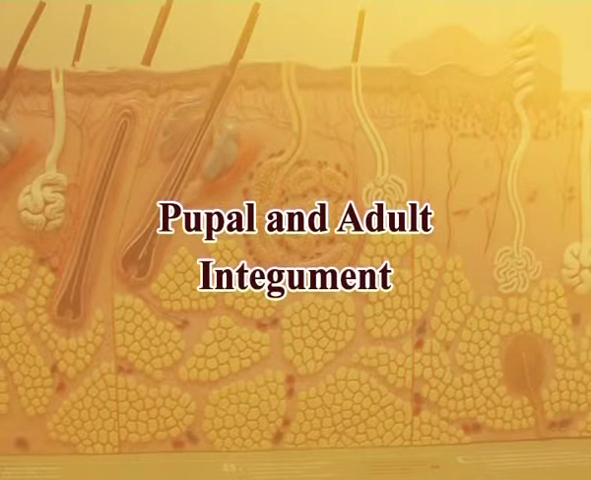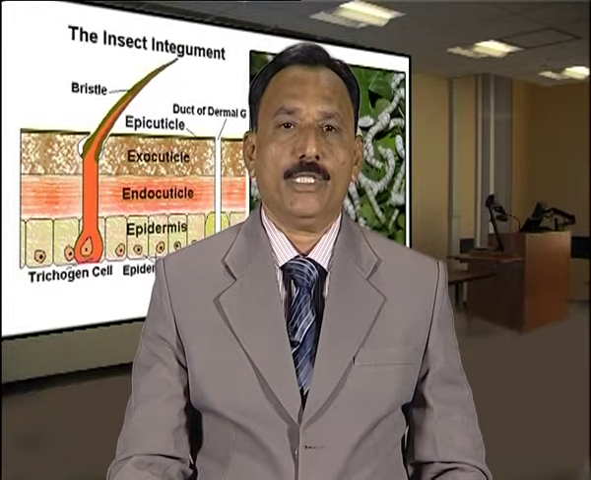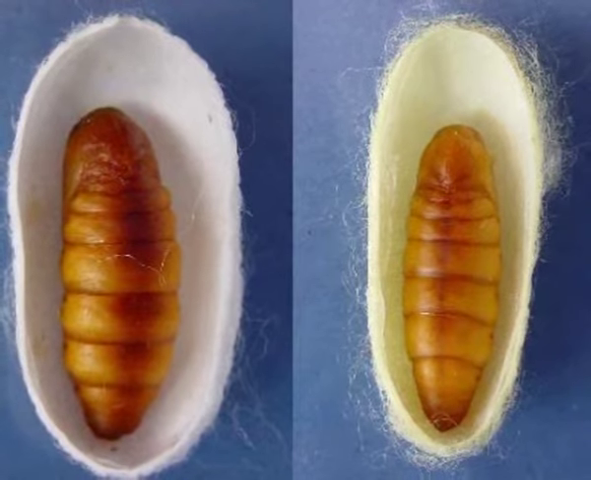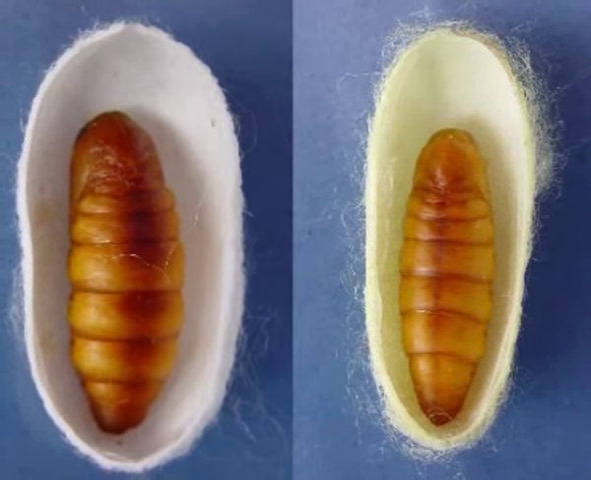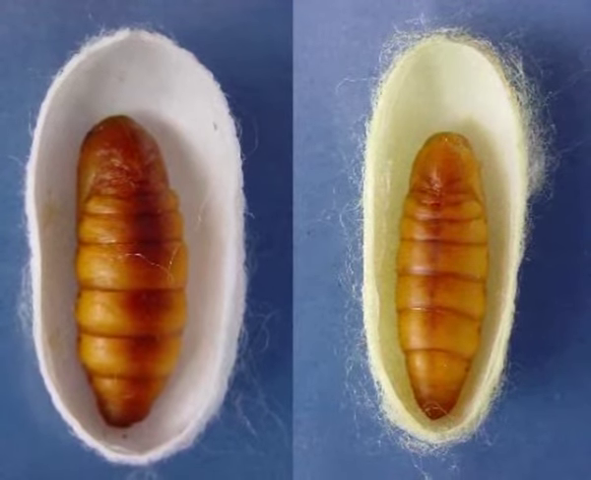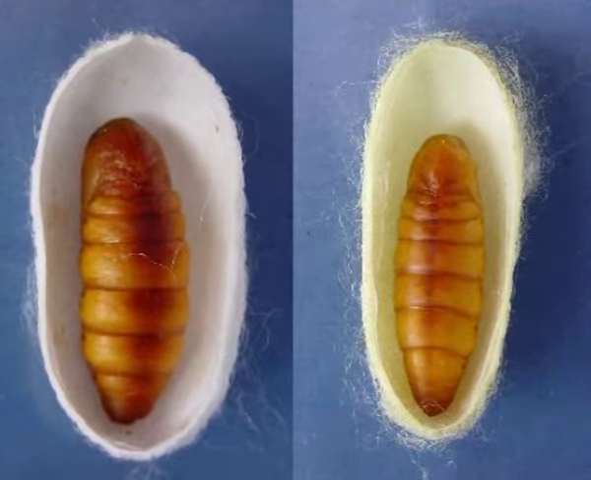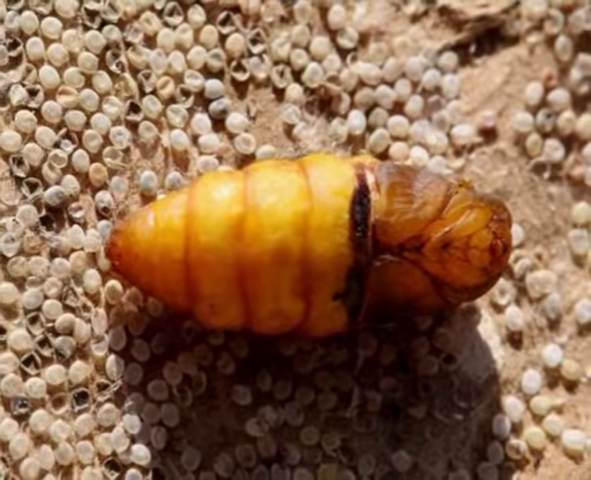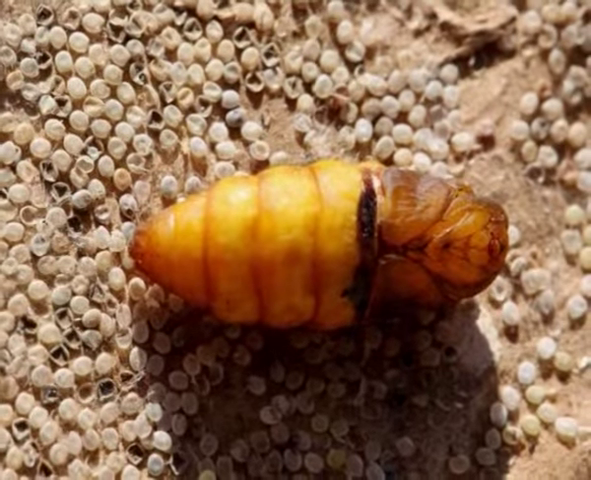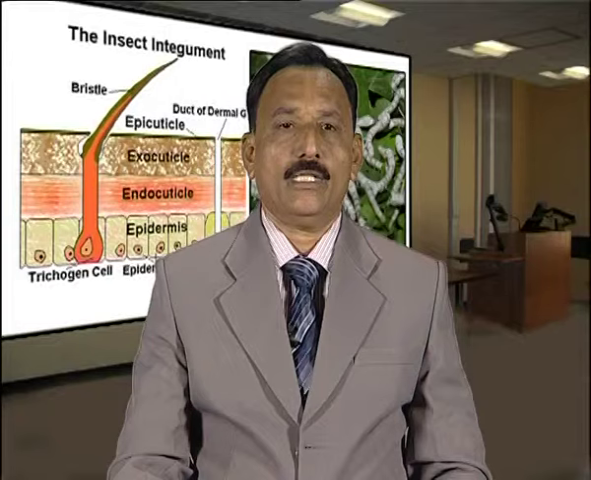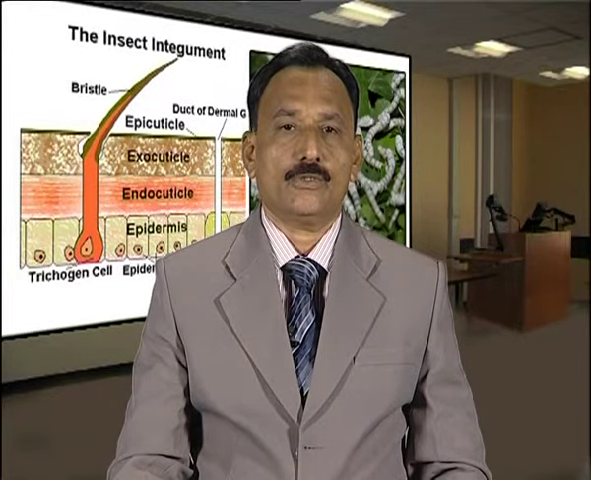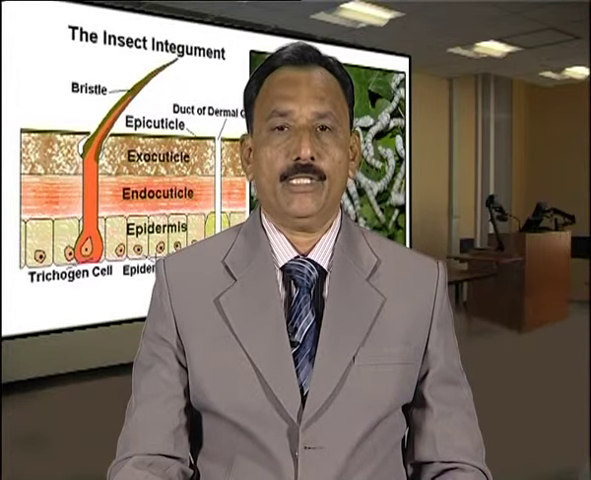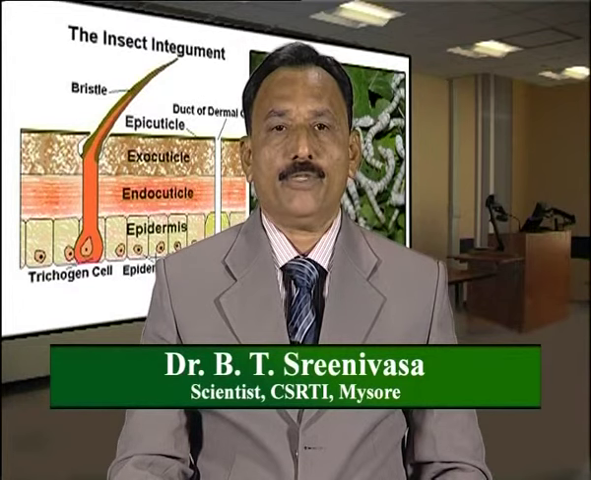Pupal and adult integument. The pupal integument is almost the same as larval integument and is composed of basement membrane, epidermis and cuticle too. But unlike larval cuticle, the pupal cuticle is composed of 4 layers, that is epicuticle, exocuticle, mesocuticle and endocuticle. The mesocuticle layer is between exocuticle and endocuticle, and it is colorless, but it can be dyed by a special dye purified from diode.